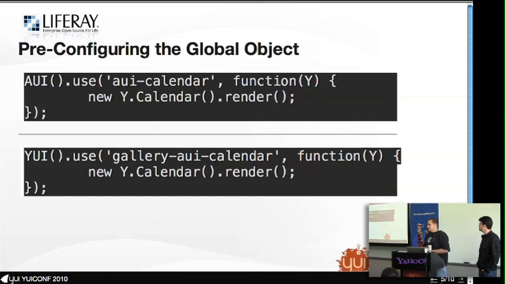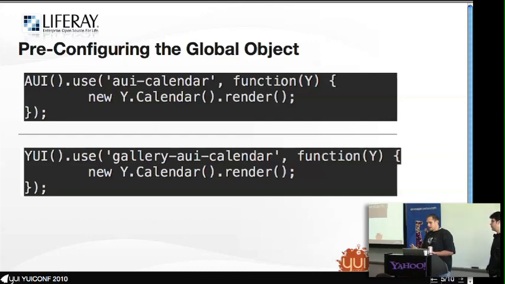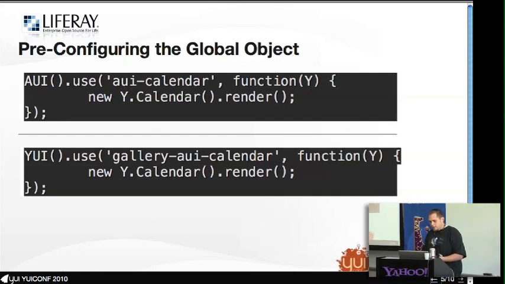AUI is basically just our pre-configured service layer object. It's a global object we create that we provide to Liferay developers so as not to clobber the YUI object. We pre-configure it with our metadata and a few other minor modifications. But if you want to use our modules from the gallery, everything we have is up there in the gallery as well.